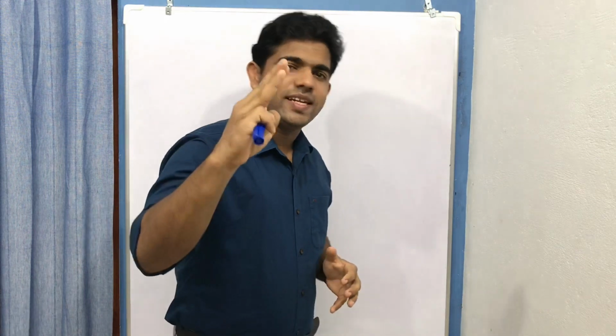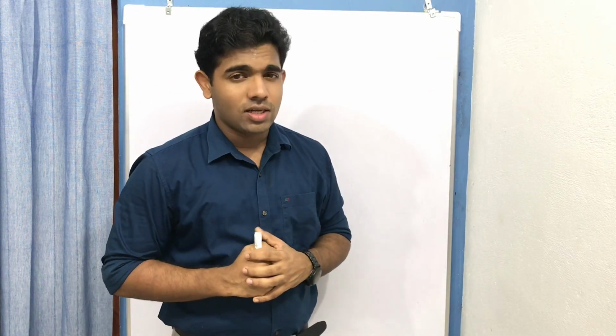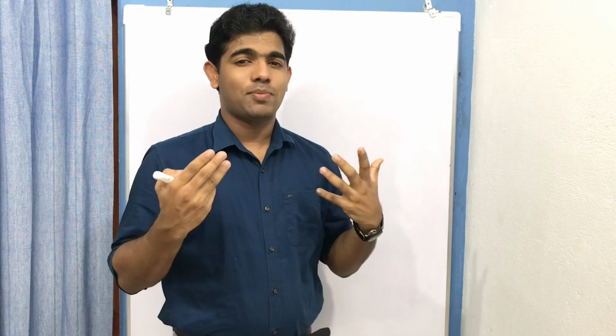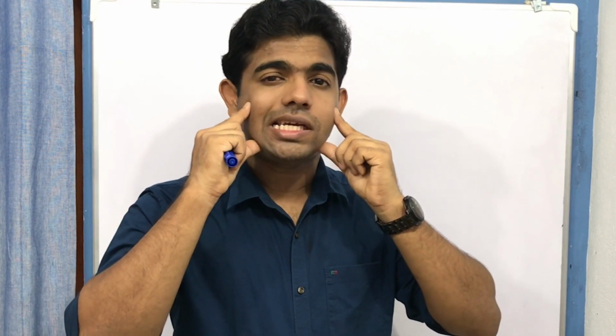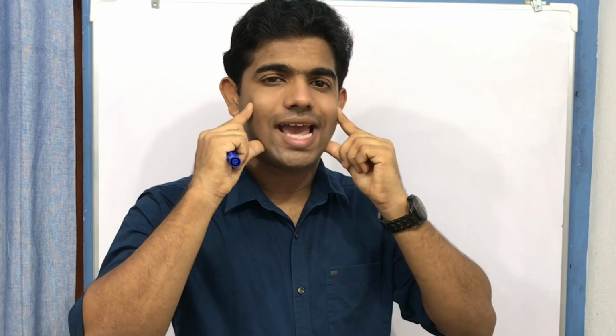Do you know how many degrees of freedom the temporomandibular joint has? Or what are the possible motions in the temporomandibular joint? Any guess? Yes, the motions include elevation, depression, protrusion, retraction, and lateral excursion to right and left.